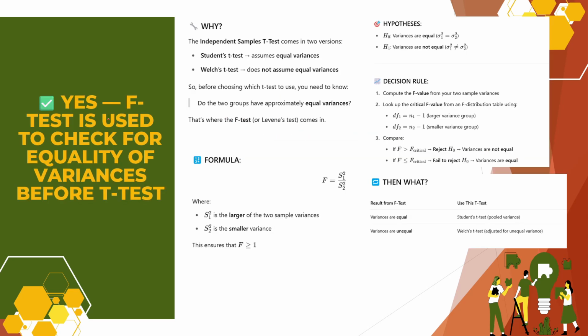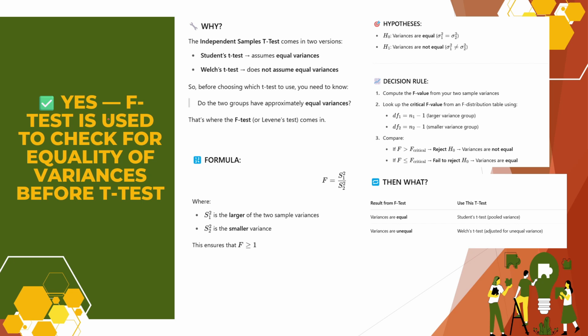So we have here why the independent samples t-test comes in two versions. The Student t-test assumes equal variances, and the Welch t-test does not assume equal variances. So before choosing which test to use, you need to know whether the groups have approximately equal variances. Before choosing the t-test, that is where the F-test comes in. The formula is this one, F is equal to s squared over s squared. We already discussed how to determine whether variances are equal or unequal in the previous lesson. The null hypothesis is equal variances, and H1 is not equal variances.